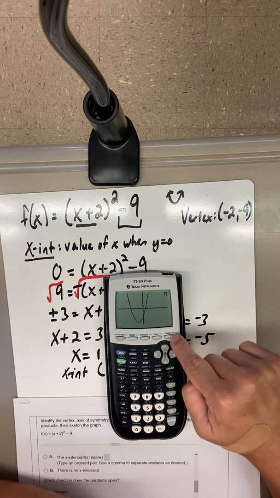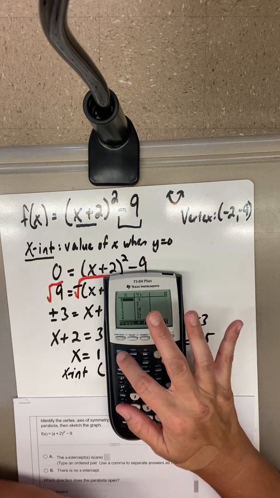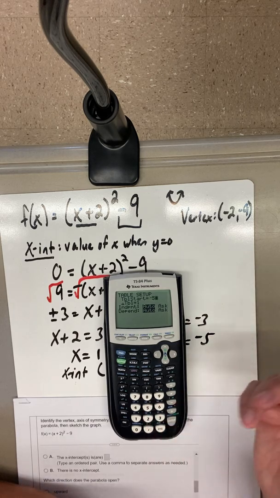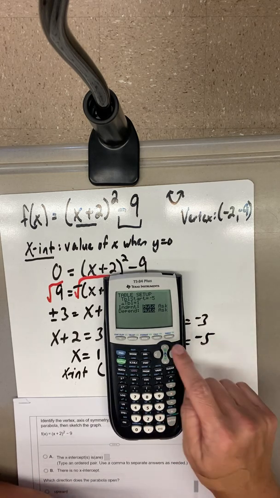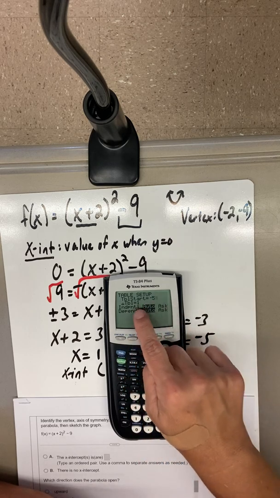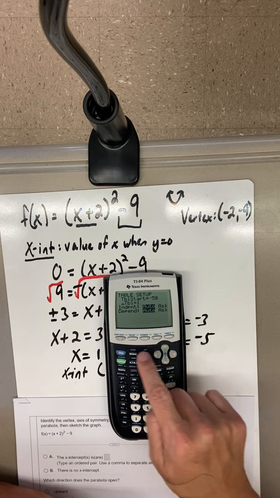But you can also go to a table, second table. By the way, you should always set your table, second window. And let's just start at -5 since we already sort of know that there's an x-intercept there. So second window is your table set, -5 with a change of 1. That little delta means change.